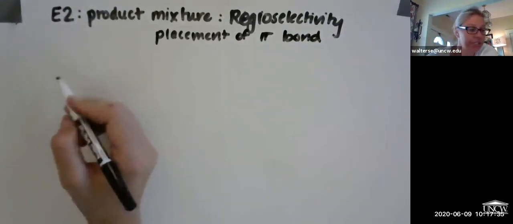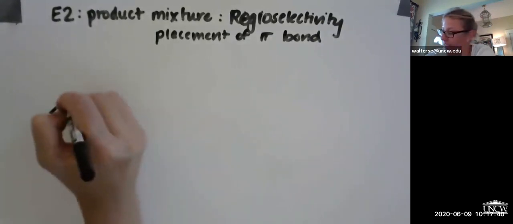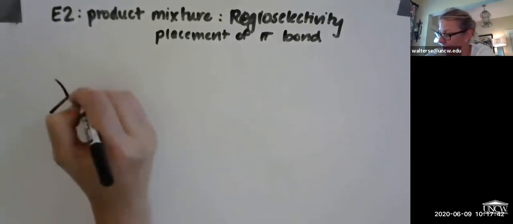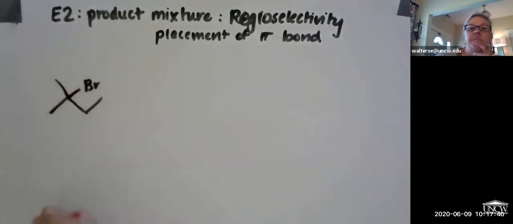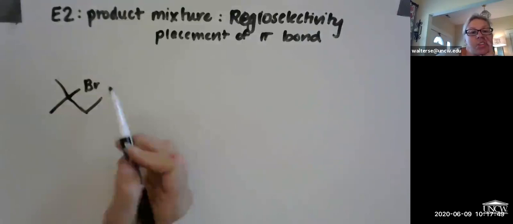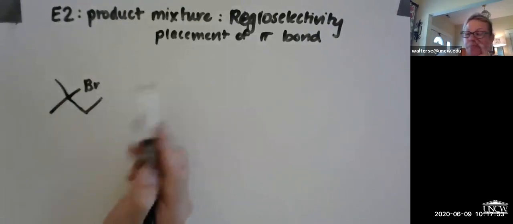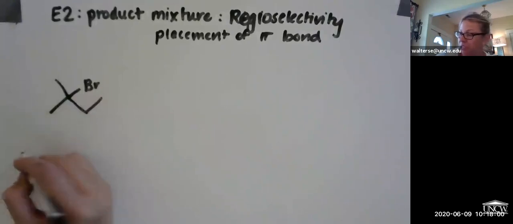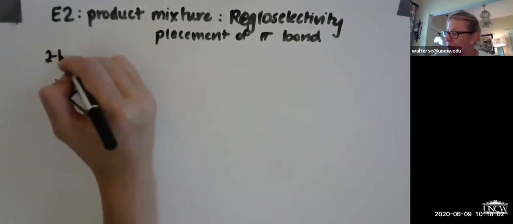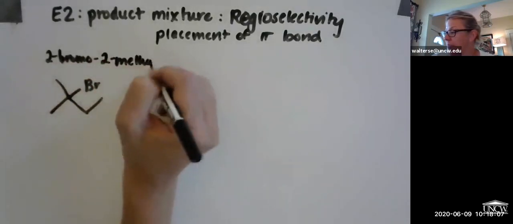And so what we're going to draw is this substrate. So it's a tertiary alkyl halide. 2-bromo-2-methylbutane. It's achiral, thankfully, so we don't have to do R or S because we have 2 methyl groups here. So it's 2-bromo-2-methylbutane.